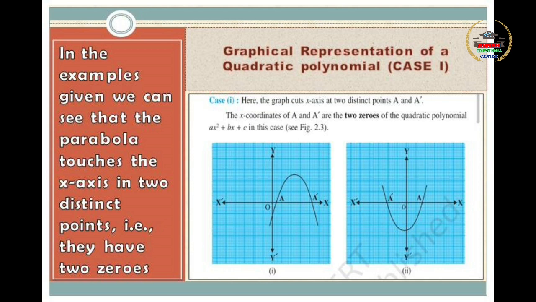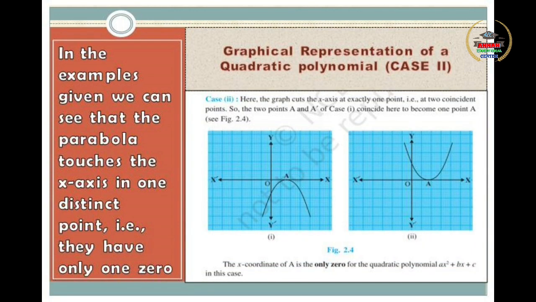Case 2. Now again I have given you two examples, two graphs to see there. In the examples given, we can see that the parabola touches the x-axis in only one distinct point. It is not touching the x-axis in 2 points, it is touching in only 1 point, and therefore it is going to have only 1 zero. But since it is in the shape of a parabola, it is clear that it is the graphical representation of a quadratic polynomial. Even though it is a quadratic polynomial, the number of zeros is going to be 1.